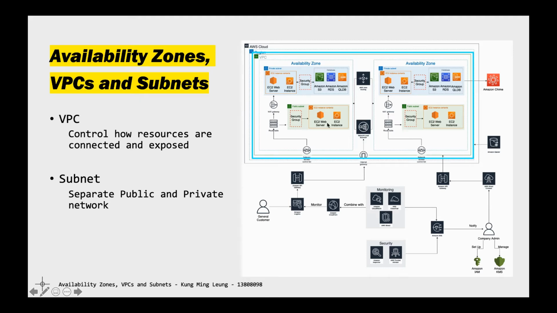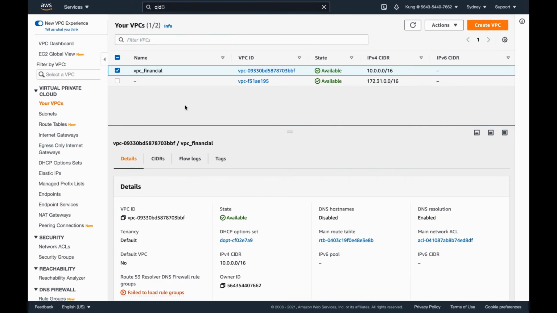public subnet. When it comes to the implementation, as you can see here, we name our VPC as VPC Financial. The IPv4 address assigned is 10.0.0.0/16. This should give enough addresses for future use.